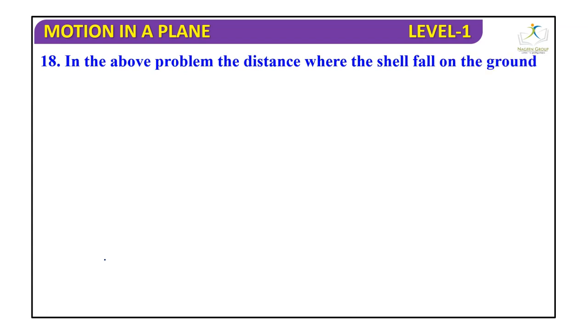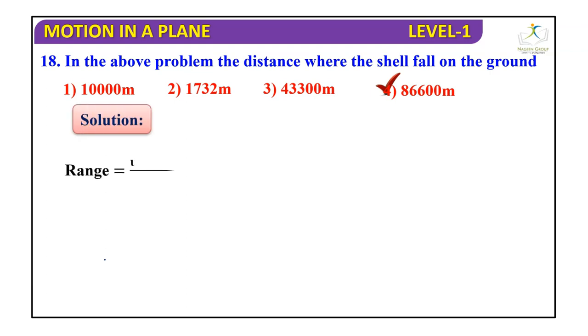In the above problem, the previous problem, what is the distance where the shell falls on the ground? So, options are 10,000, 1,732, next 43,300 meter, fourth 86,600 meter. So, the correct option is option 4. Now move with the solution part.